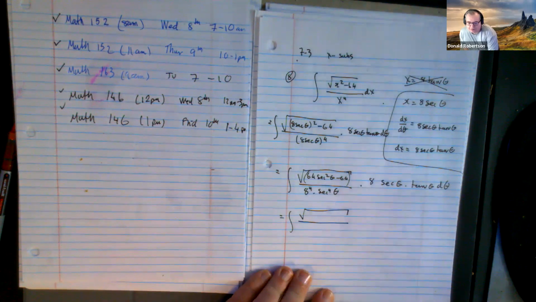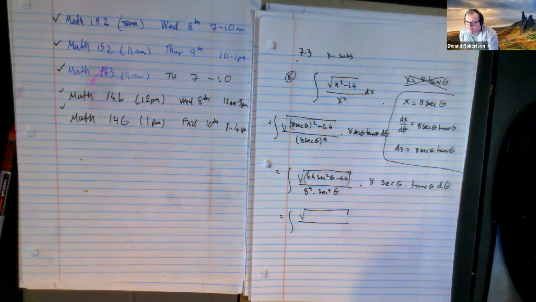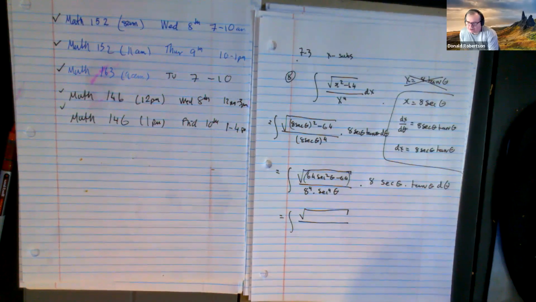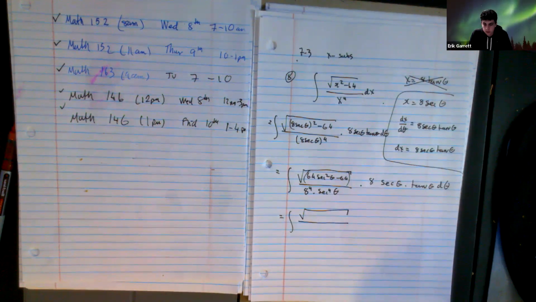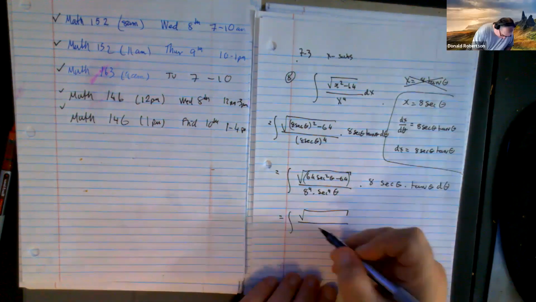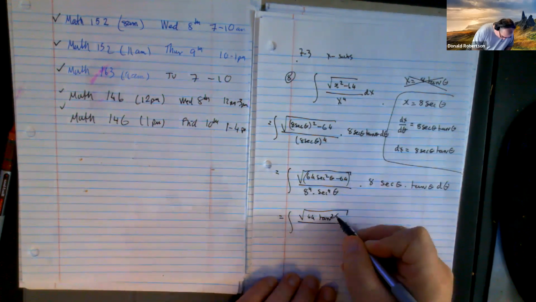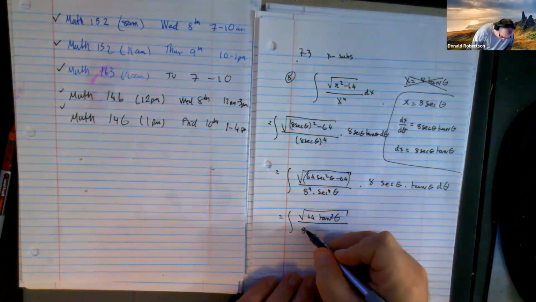64 secant squared, take away 64. It's one of those trig identities, isn't it, as well? Can you remember what secant squared take away 1 is? Because this is just 64 of them. Tan squared? Yeah. So you get 64 tan squared. And I'll leave it as 8 to the 4.